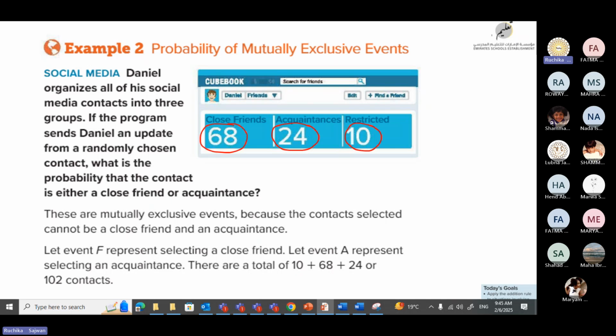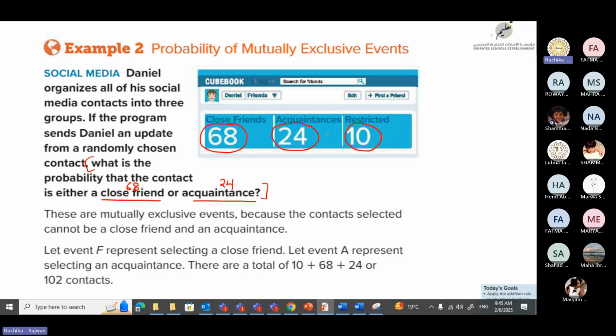Now what the question is asking, let's see. The question is asking from the last line. So read the last line one more time. This is the most important part. It is asking, what is the probability that the contact is either a close friend or an acquaintance? So how many close friends? Let's write again, 68. How many acquaintances? 24.